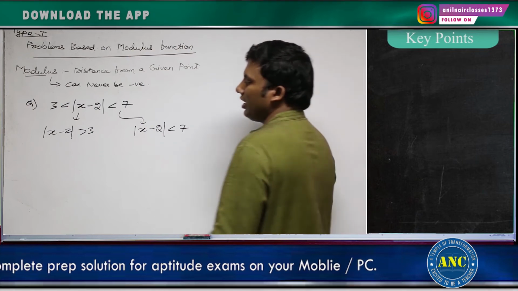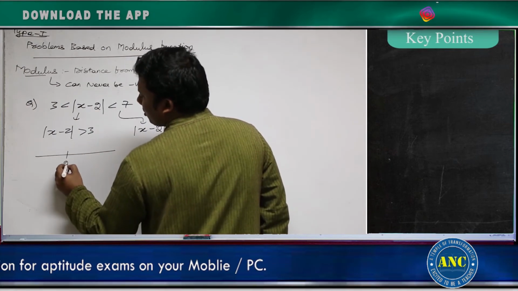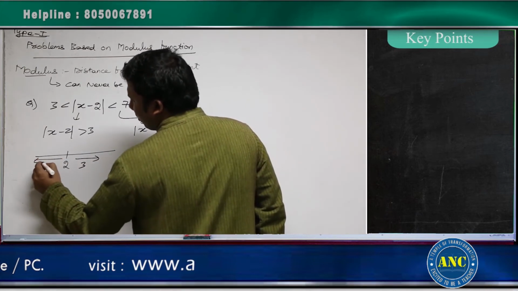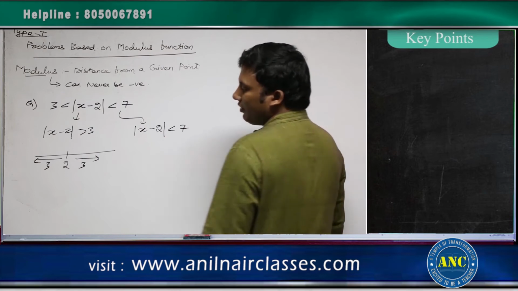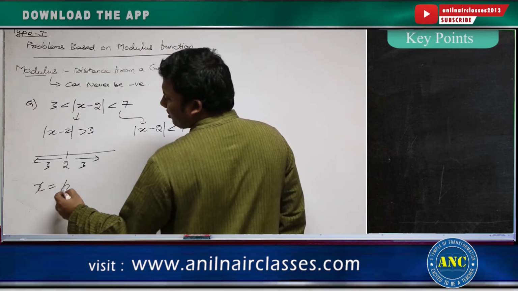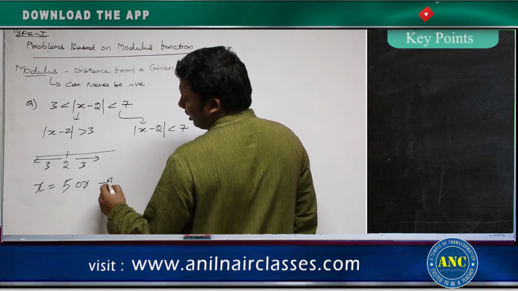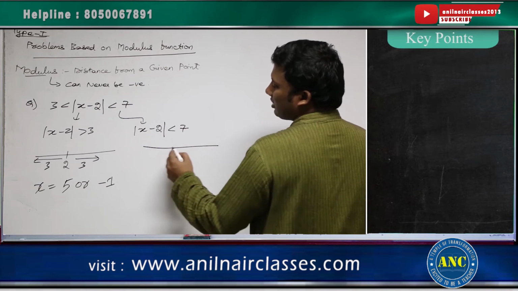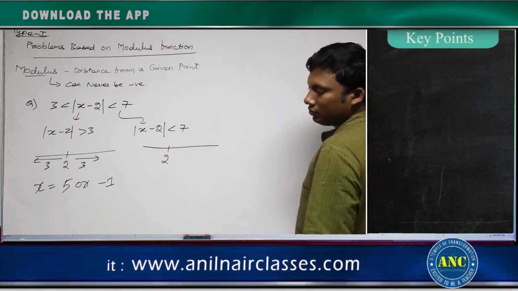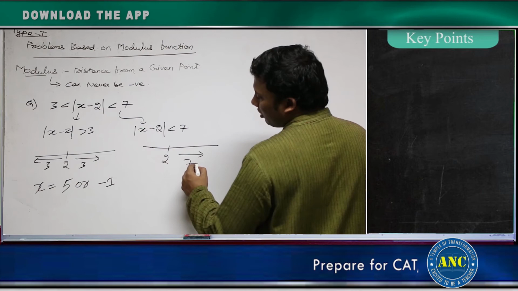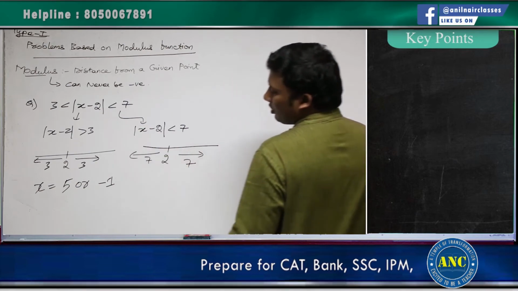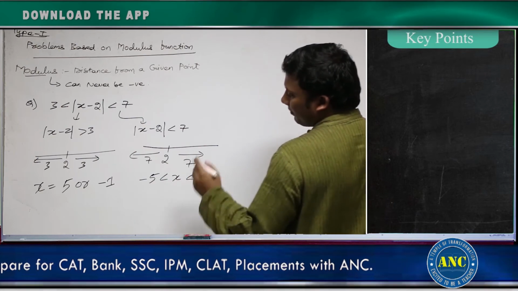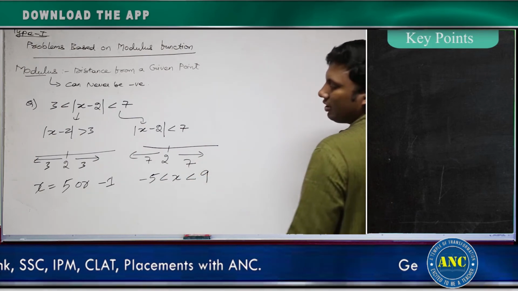|x - 2| is greater than 3. x is there at point 2. It goes 3 units forward or it goes 3 units backward. So if it goes 3 units forward, it is 5; 3 backward, it is minus 1. |x - 2| is less than 7. x is there at 2. It goes 7 units forward or 7 units backward. So backward means minus 5 less than x less than 9, because it's an inequality.